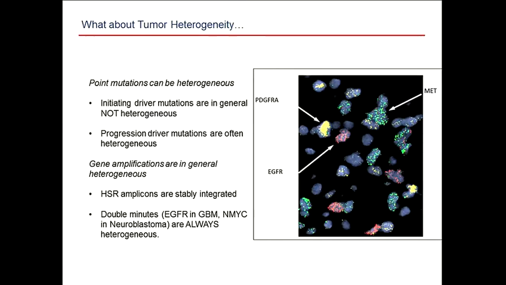And then double minutes, EGFR in GBM, and MYCN in neuroblastoma, these are present on extrachromosomal plasmids. These are always heterogeneous. So every single tumor cell has a different number of these. So anyway, that's my information slide to end up.